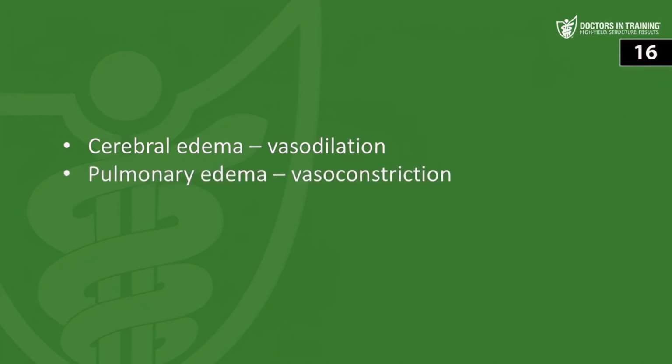Next question. By what physiological mechanism does acute mountain sickness cause acute cerebral edema and acute pulmonary edema? The cerebral edema is caused by hypoxia-induced vasodilation, and the pulmonary edema is thought to be caused by local vasoconstriction, which increases capillary pressure and forces fluid out of the vasculature and into the lungs, causing then pulmonary edema.